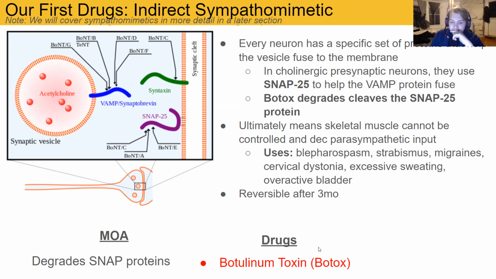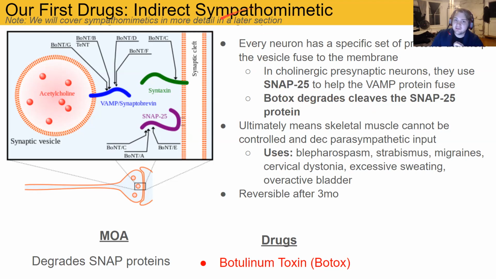What the botulinum toxin does is that it breaks down and targets the SNAP25 protein. What happens if you cleave this SNAP25 protein, what's its downstream effect going to be? We have the cause, we're cleaving it, and the effect is that our vesicle can no longer fuse to the synaptic cleft. It can no longer release our acetylcholine. Now, if we can't release our acetylcholine, then we can't transmit our cholinergic response, and we're going to be affecting our nicotinic receptors. Ultimately, this means we're going to be preventing skeletal muscle from being controlled.